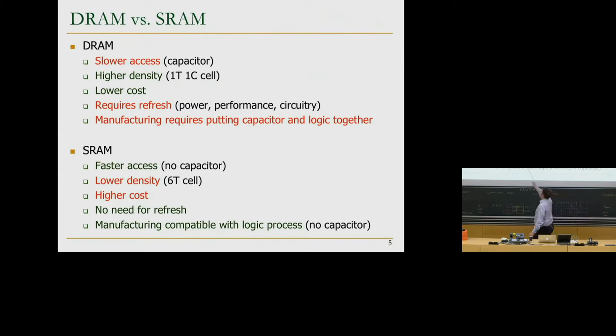DRAM versus SRAM. Once again, just to have a summary, DRAM has slower access because we have a capacitor, a higher density, and lower cost. Annoying is that it requires refresh. This I didn't talk about.